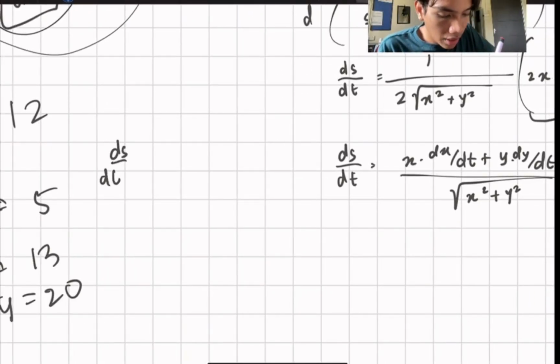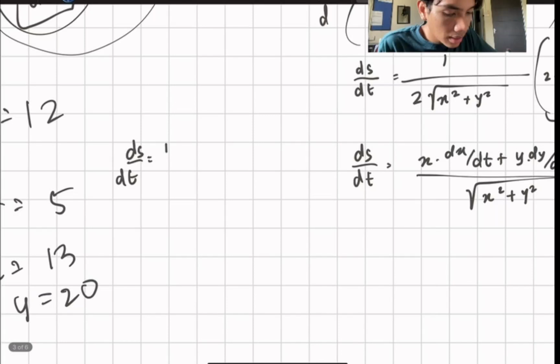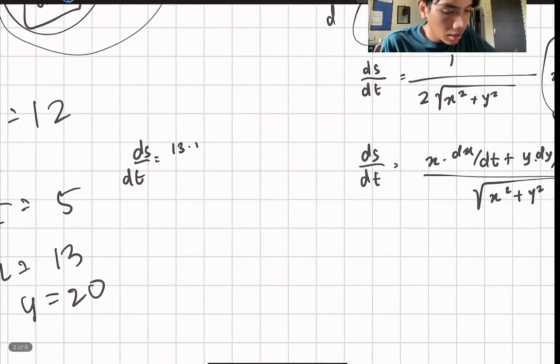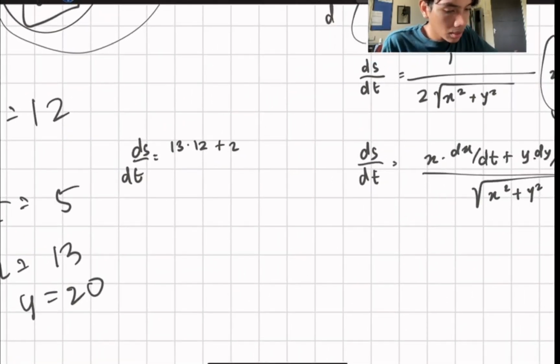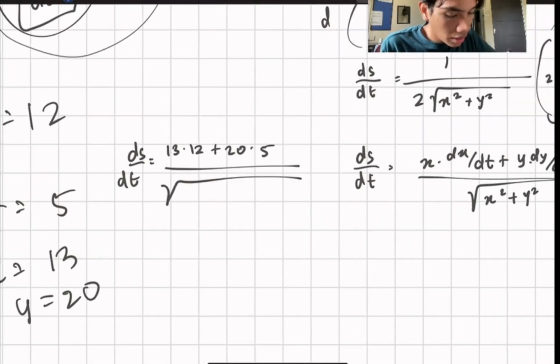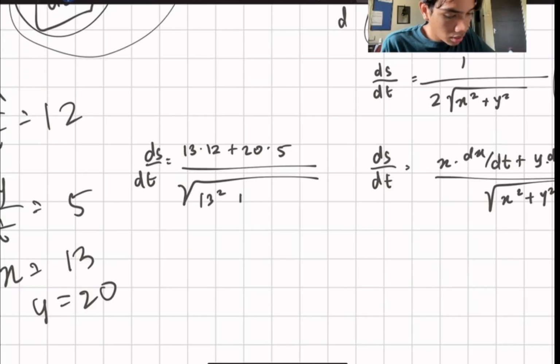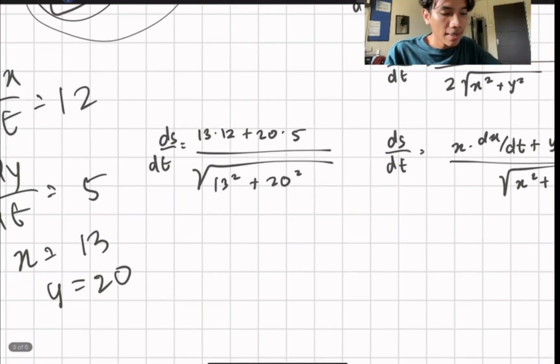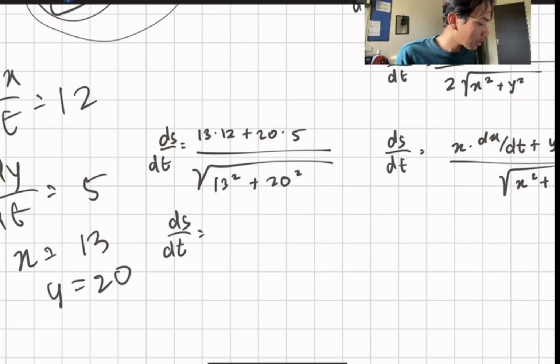So ds over dt equals 13 times 12 plus 20 times 5, over the square root of 13 squared plus 20 squared. So just use the calculator, and the answer is 10.74 meters per second. Right, this is the last answer.